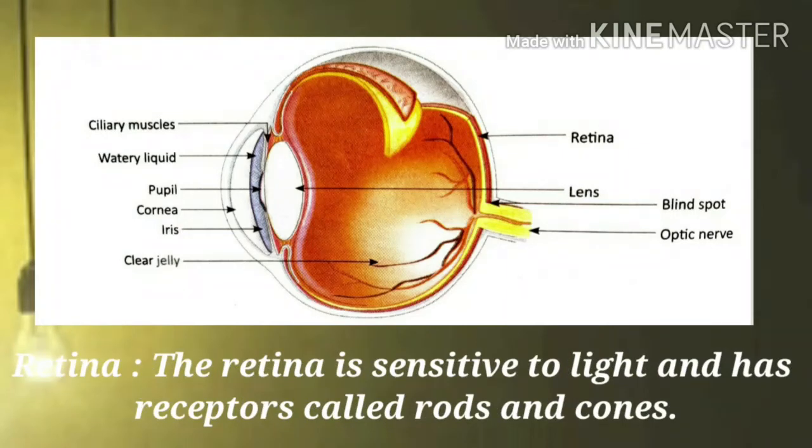The next structure is retina. It is very important organ. Retina is a layer at the back of the eye where images are formed. The retina is sensitive to light and has receptors called rods and cones. These rods and cones respond to the light and generate impulse that can be read by the brain, and brain sends back the message and that tells us what we have seen.